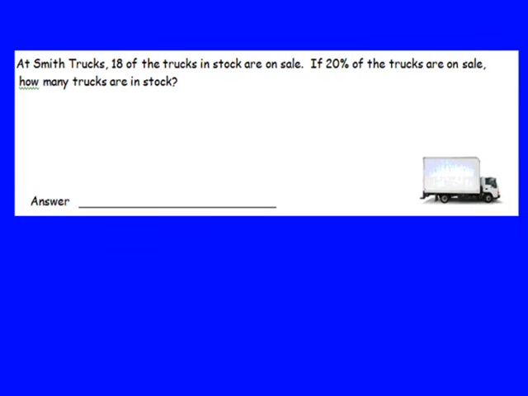Okay, we'll do two application questions here. At Smith Trucks, 18 of the trucks in stock are on sale. If 20% of the trucks are on sale, how many trucks are in stock? Well, we're going to use a proportion to solve this. And what do we know? We know that 20% of those trucks are on sale, and we know that 20% is 18 trucks. What we don't know is how many total trucks are there in stock.